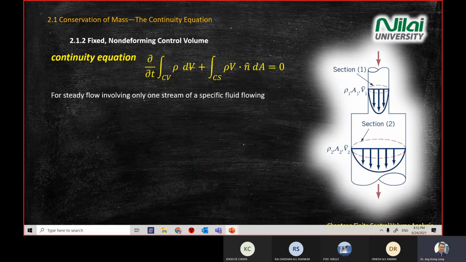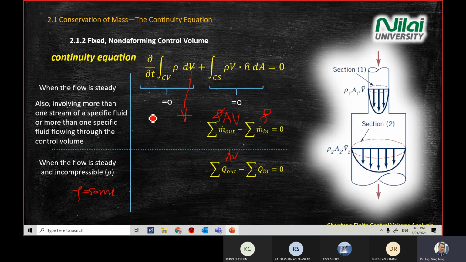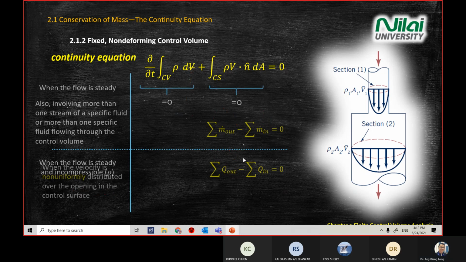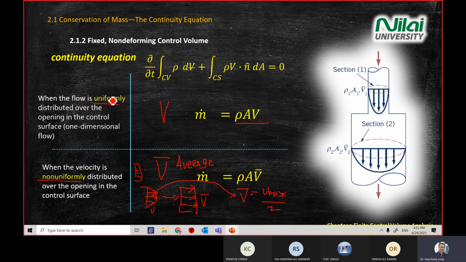Okay, let's continue. Just now, what we mentioned is steady and incompressible, what happened to your equation? And then we mentioned what happened when you have a uniform flow and non-uniform flow, what we expected in your answer. So always check your answer whether you use the correct mathematical presentation. When you write something, it means something else.